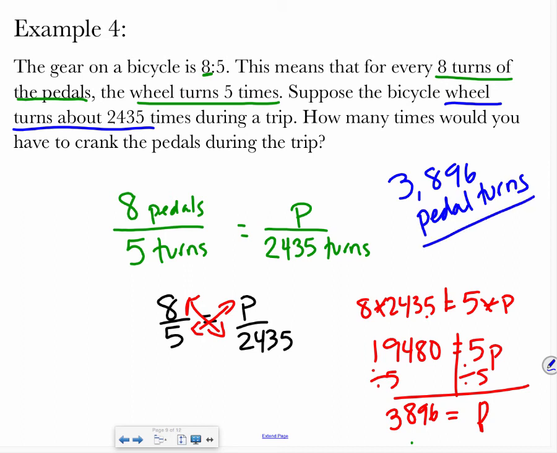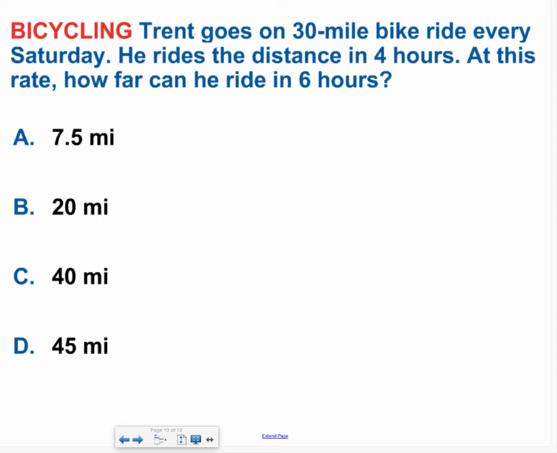Make sure you label it, because if you don't label it, I don't know if you're talking about the wheel turns or the pedal turns. So labels are super important, okay? Why don't you go ahead and try this one on your own? See how you do.